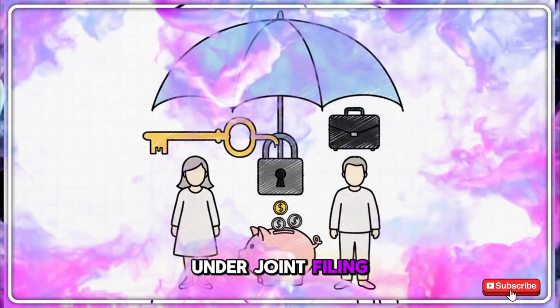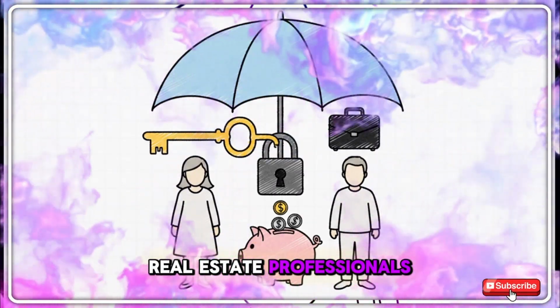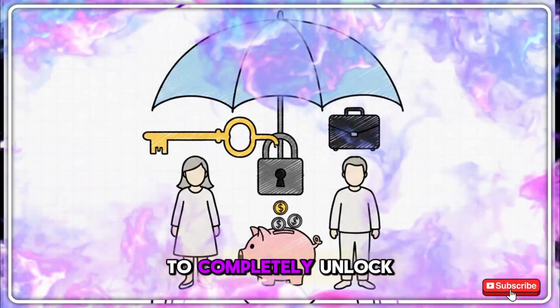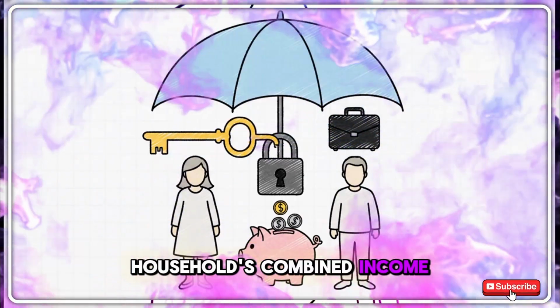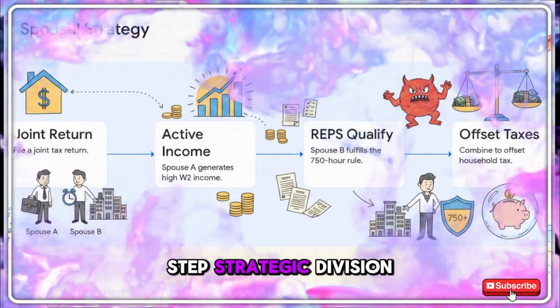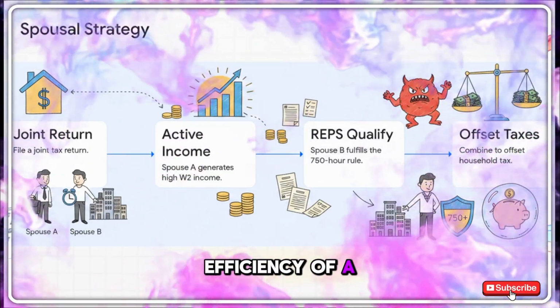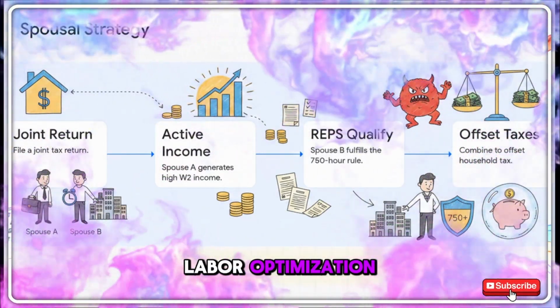Under joint filing rules, married couples do not both need to be real estate professionals. Only one spouse needs to qualify for REPS to completely unlock non-passive losses for the entire household's combined income. The step-by-step strategic division allows the household to operate with the ruthless efficiency of a corporate balance sheet. Think of it as specialized household labor optimization.